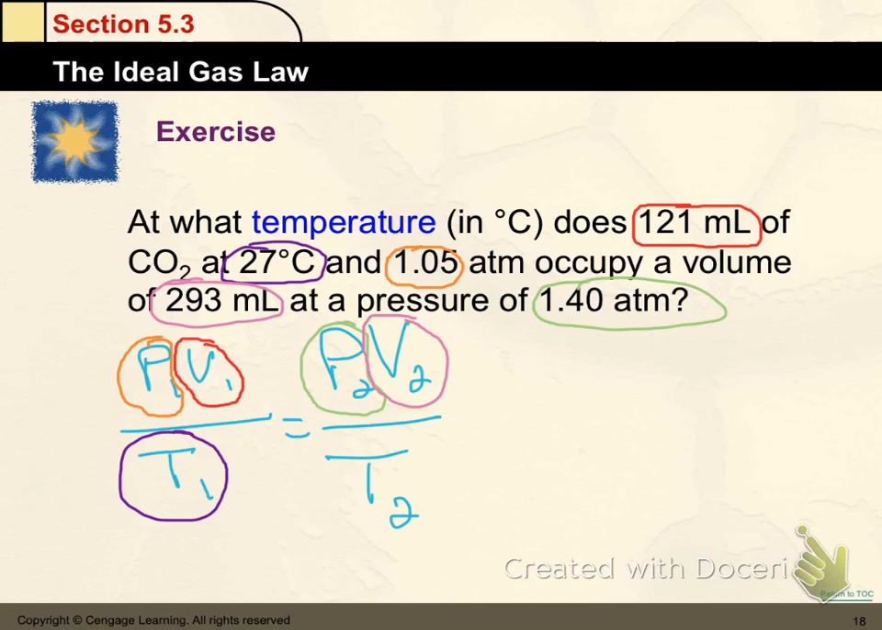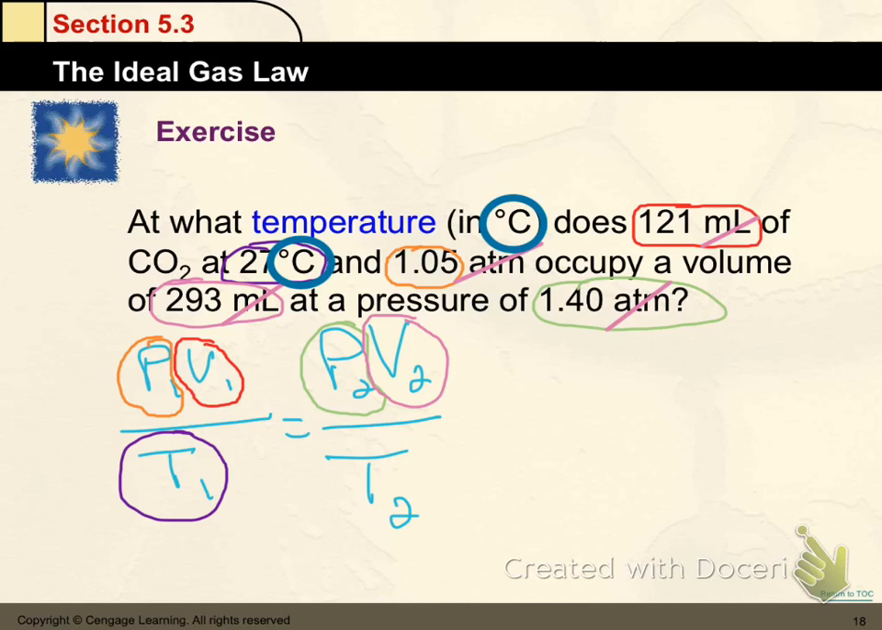Now let's look at our units. Do our units make sense? Will they cancel out? And I think they will. We have milliliters here and milliliters there, so we don't have to do anything with our volume. Atmospheres and atmospheres, we don't have to do anything with our pressures as far as canceling things out. And our temperature here is given in degrees Celsius, and our final answer needs to be in degrees Celsius. So it looks like we don't have to do any type of converting to get to the correct answer. So you should be able to plug all those numbers in.